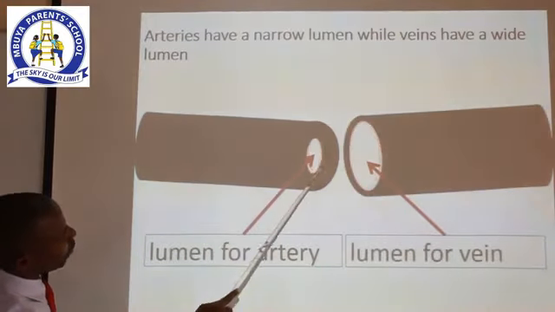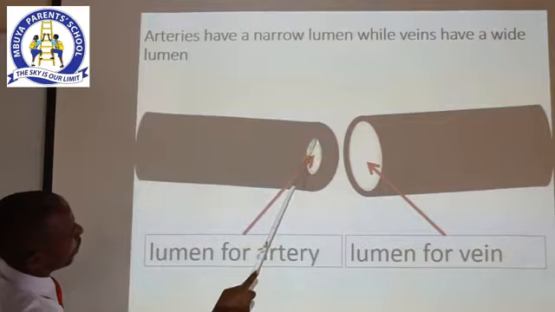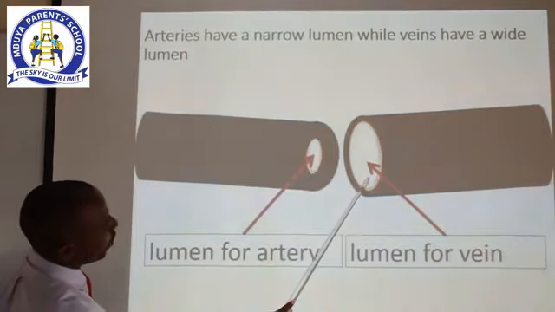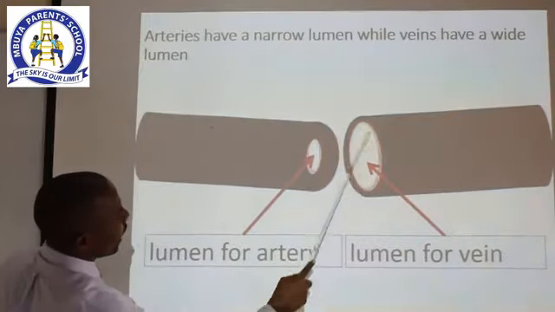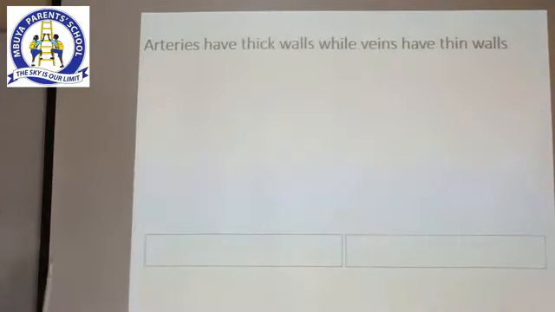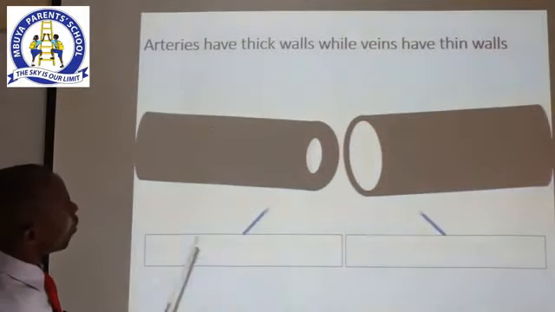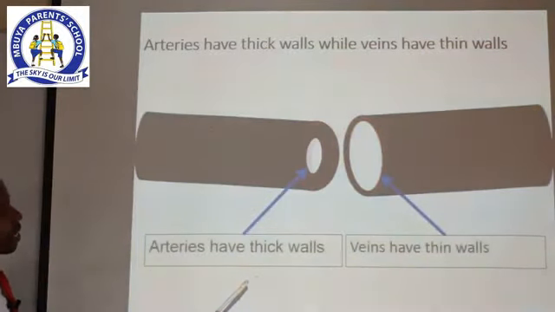This one is an artery. If you see, this is the passage of blood. This one is narrow. When you look at the one for a vein, this one is wide. Let us look at another structural difference. Arteries have thick walls, while veins have thin walls.